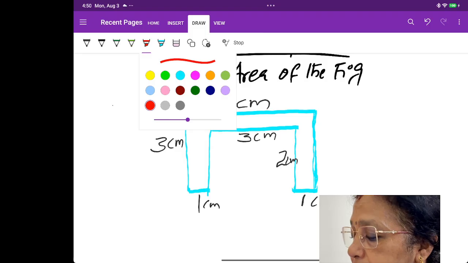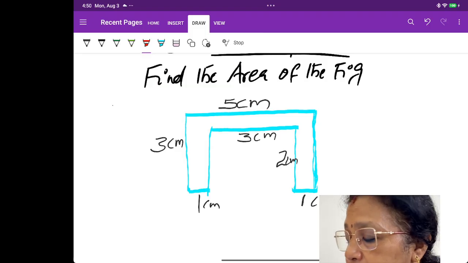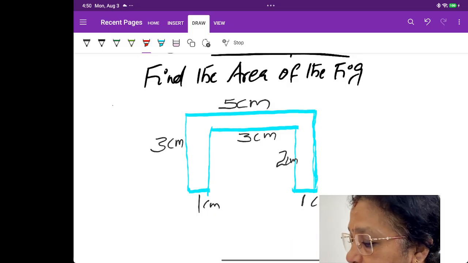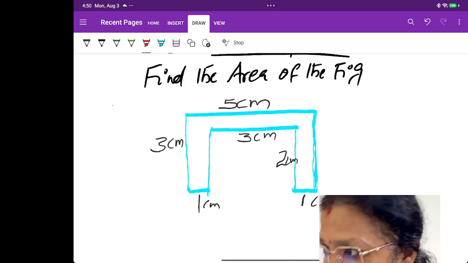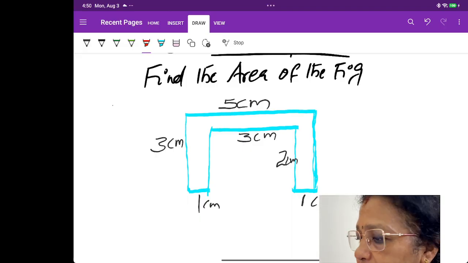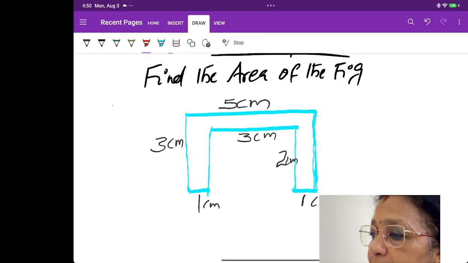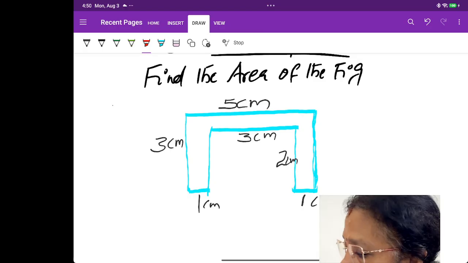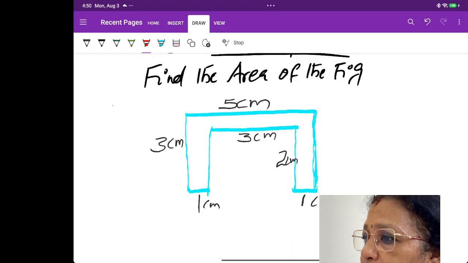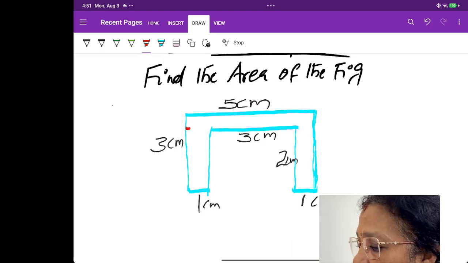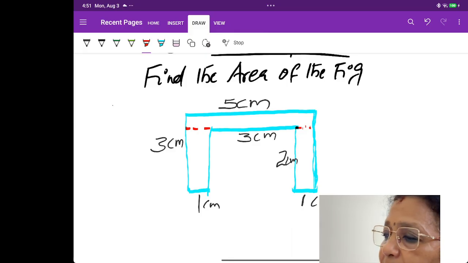Let us find the area of the given figure. It is not a specific figure, there is no specific name for this figure. So how do you find it? We can find the area by making this figure into a figure whose formula of area we know.